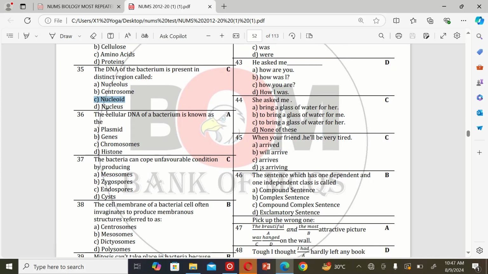The next MCQ is: the extra-chromosomal DNA of a bacterium is known as the A. plasmid, B. gene, C. chromosome, and D. histone. So the correct option is A.